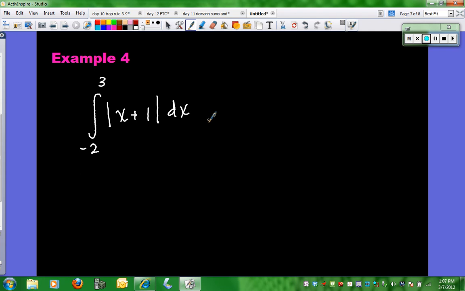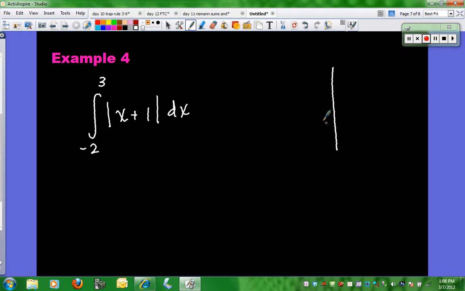This is First Fundamental Theorem of Calculus Part 2, and we were left right here with our absolute value. Did we find antiderivatives of absolute value? I don't remember. But the good thing about this is we can do this, but we have to remember what the definition of absolute value is. Let's graph this thing first.